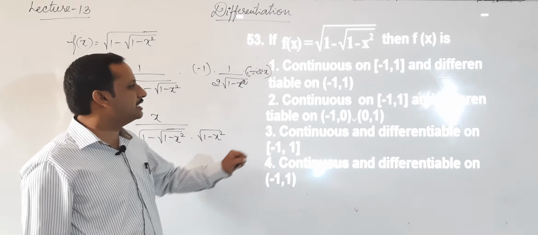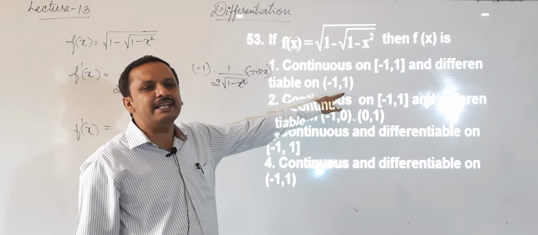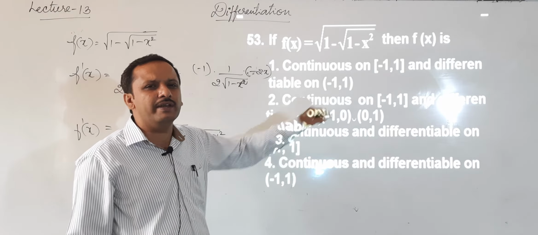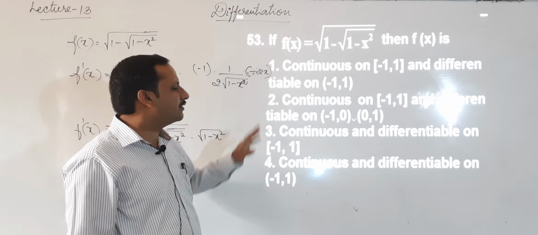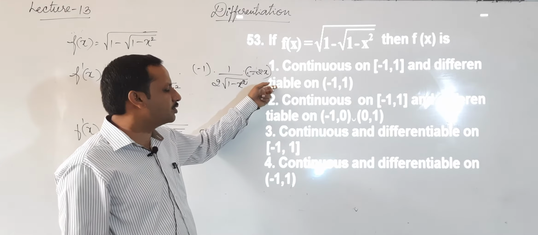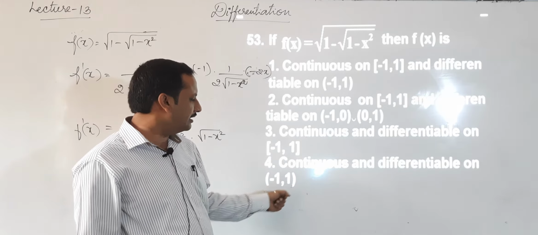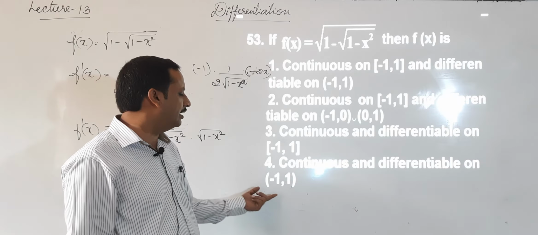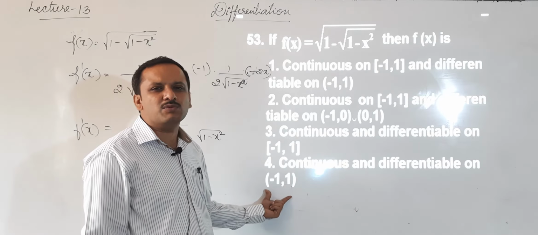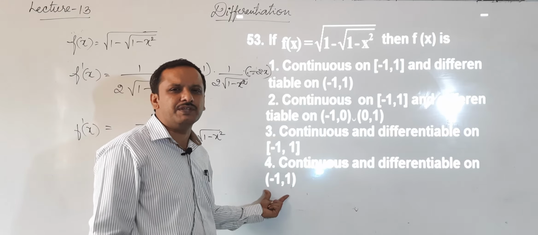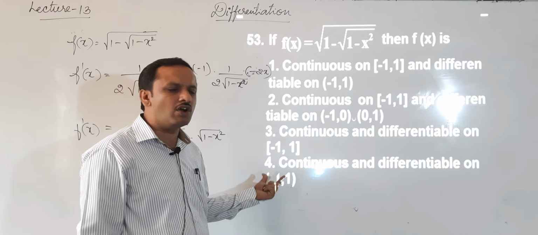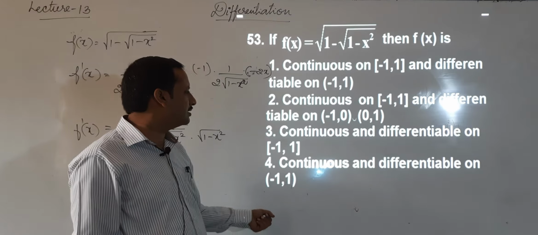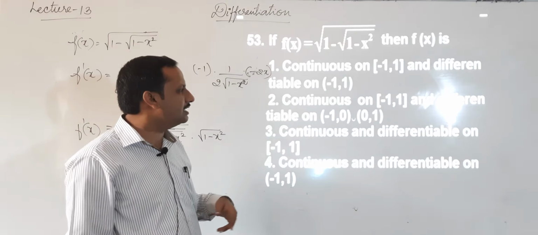So, look at this option. It says that differentiable on open interval minus 1 to 1. So, it is not differentiable at 0, hence this option is ruled out. And similarly, this option is also ruled out because they are saying that differentiable in the open interval minus 1 to 1, and 0 is a member of this, where this function is not differentiable. Hence, second option is the correct answer.